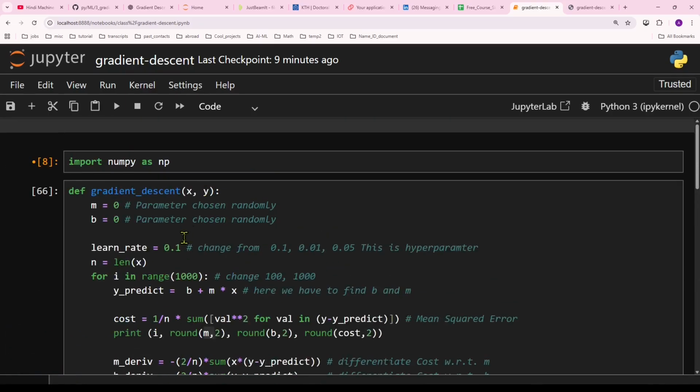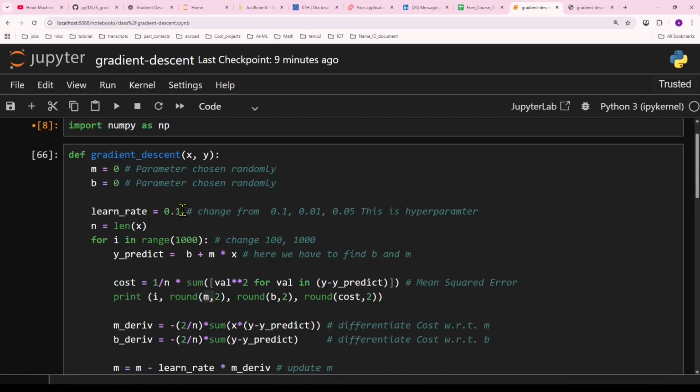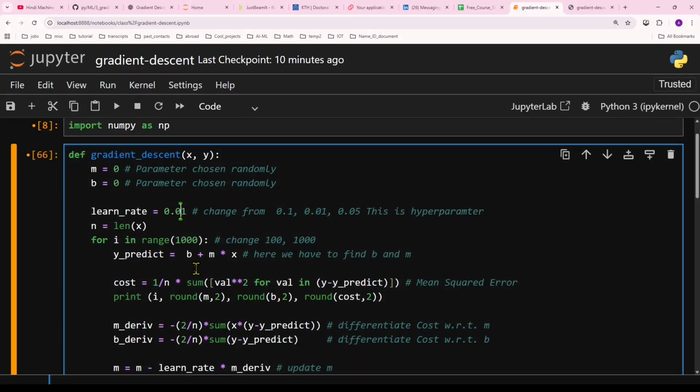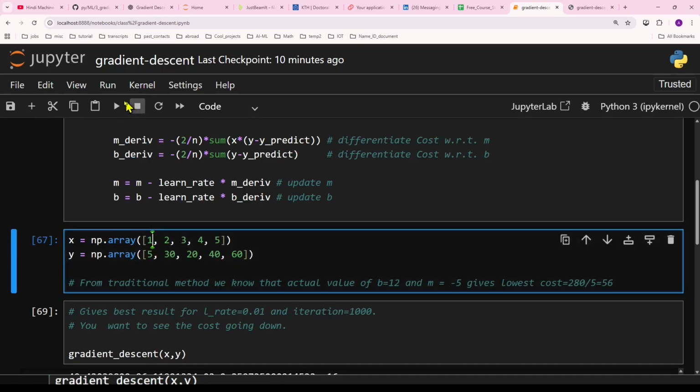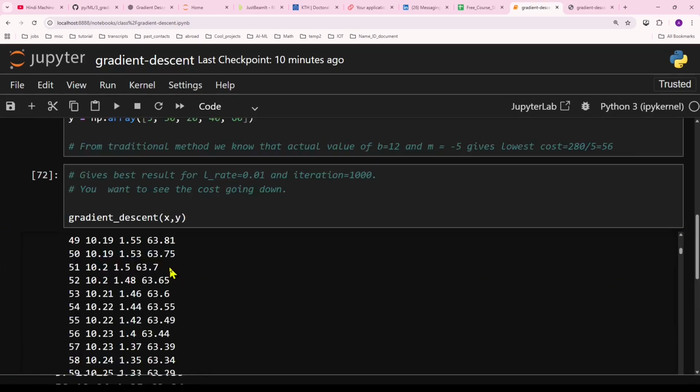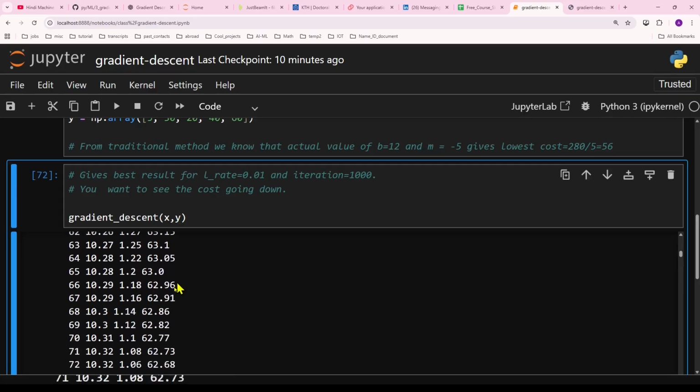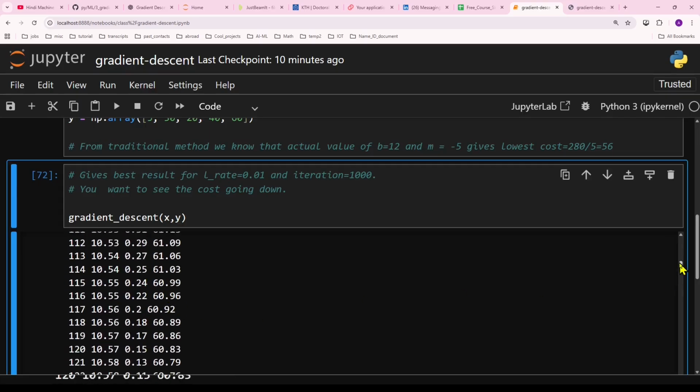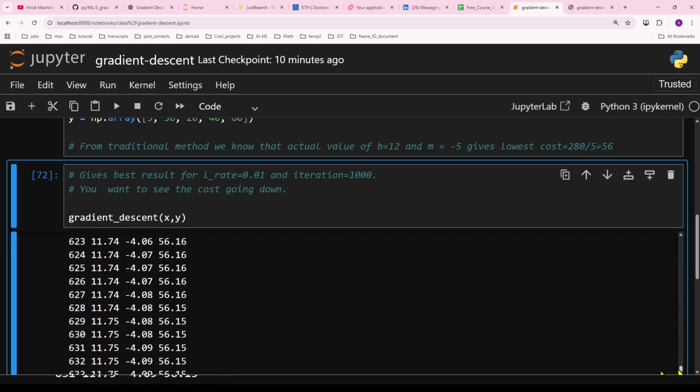So what I'm going to do is change the learning rate. Let's change it from 0.1 to 0.01. Let's see what that does. Let's run this and come back over here, run this, come back down, and look at this. Okay, now we are going somewhere. You have 10.19. So let's scroll all the way to the bottom and see what exactly it's giving me.